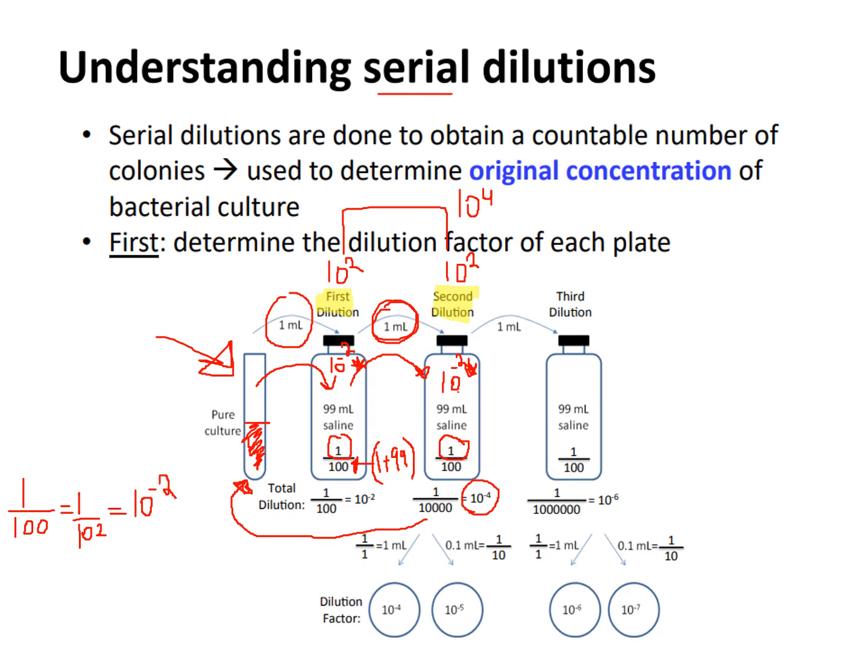In the first dilution, you diluted it 10 to the 2. In the second dilution, you did another 10 to the 2. So total, what did you do? You did a 10 to the 4 dilution. Makes sense? Now let's say from that second dilution, I do the same thing. I take 1 milliliter out, and I put it in 99 milliliters of saline solution.